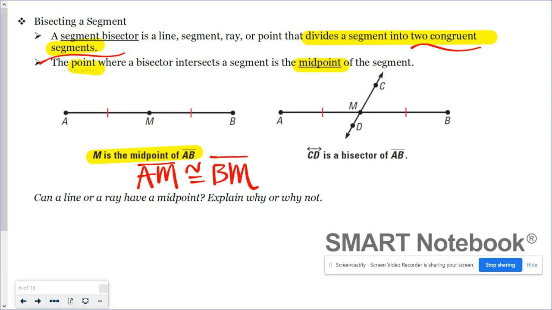I can make a similar conclusion whenever I'm told that something is a bisector of a segment. I can draw the conclusion that the segment has been divided into two congruent segments. So in this diagram here, segment AB has been divided into two congruent segments. Once again, AM and MB.